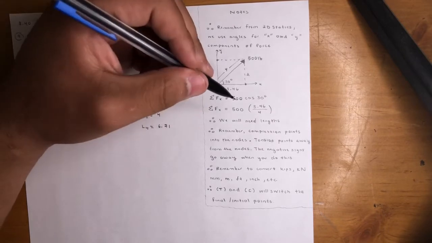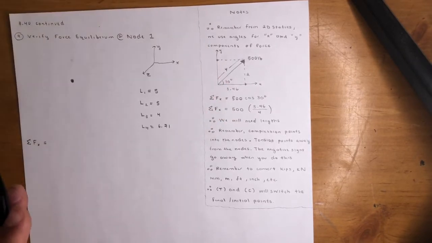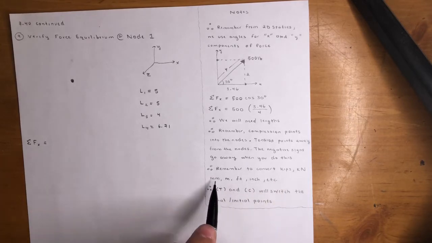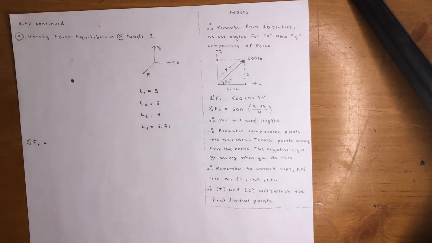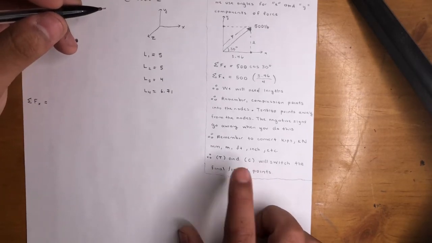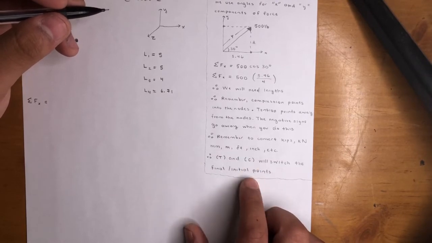What else? So it says, remember, compression points into the nodes and tension points away from the nodes. When you do this, the negative signs go away. We just care about magnitude. The arrows already took that into account. Another thing, remember to convert kips, kilonewtons, millimeters, feet, inches, meters, whatever. You want to be consistent. We want newtons, we want meters. In our case, I usually like to do pounds and feet. No, pounds and inches for the other one, because of PSI, right? All that good stuff. And finally, tension and compression will switch the final and initial points.